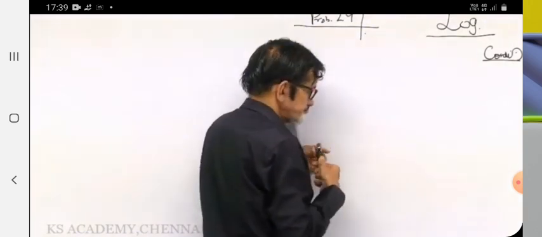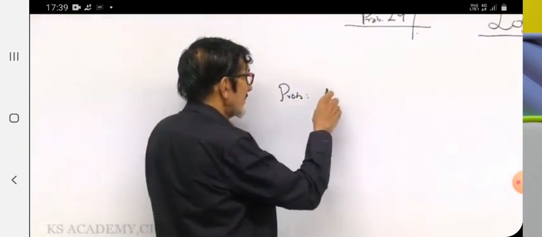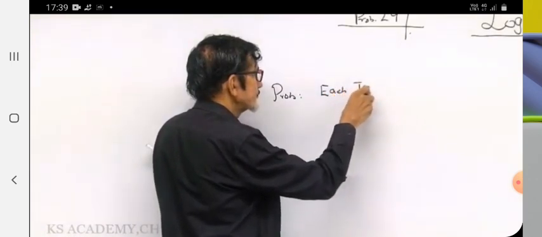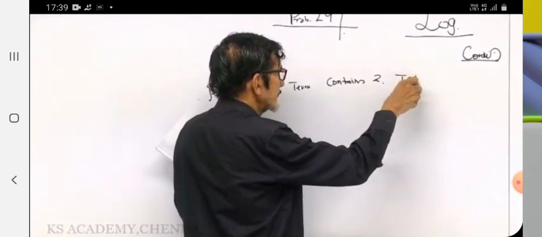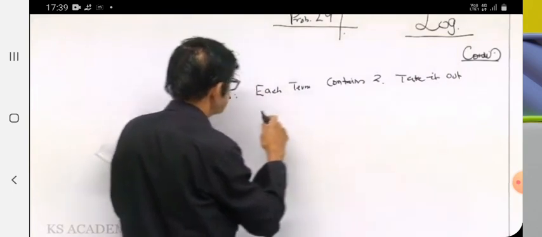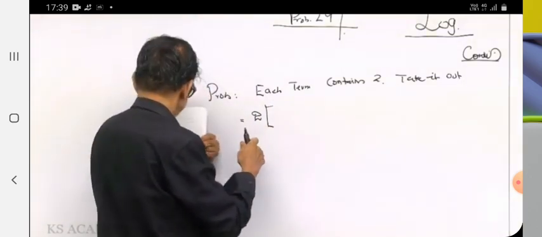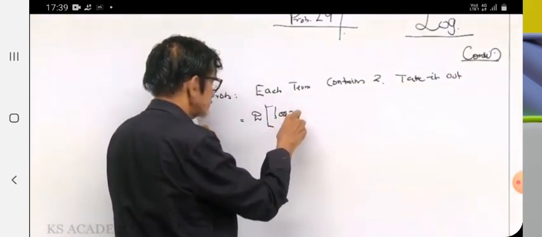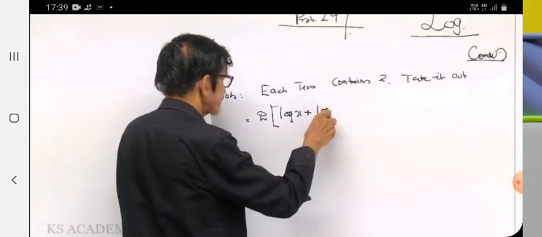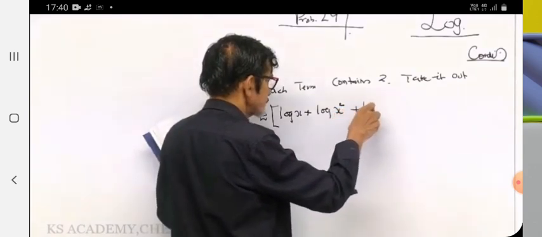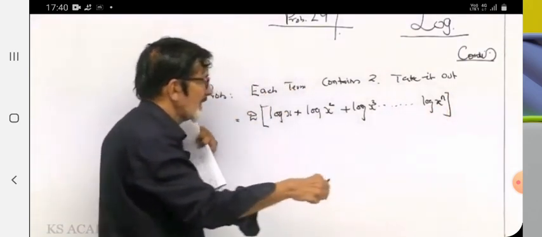Now you write: problem is equal to, each term contains 2, take out. If we take 2 out, first 2 is common.